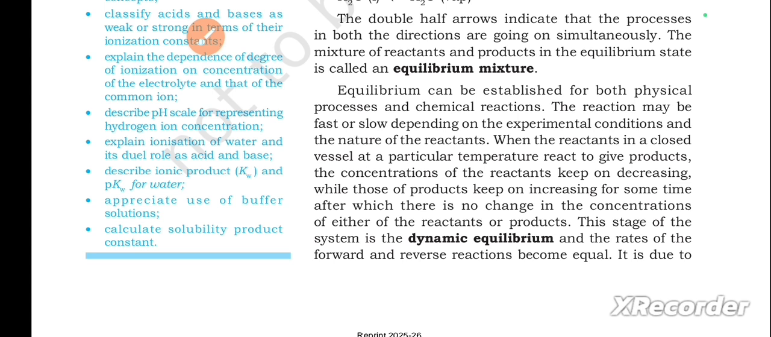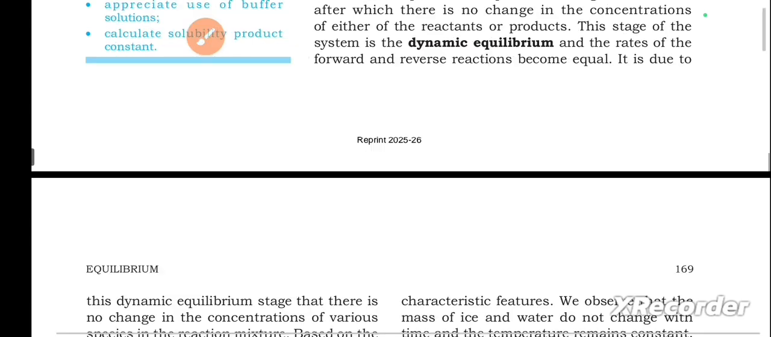Equilibrium can be established for both physical processes and chemical reactions. The reactions may be fast or slow depending on the experimental conditions and the nature of the reactants. When the reactants in a closed vessel at a particular temperature react to give products, the concentrations of the reactants keep on decreasing, while those of products keep on increasing for some time, after which there is no change in the concentrations of either the reactants or products. This stage of the system is the dynamic equilibrium, and the rates of the forward and reverse reactions become equal.